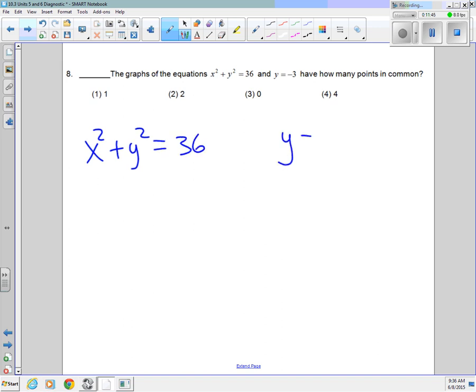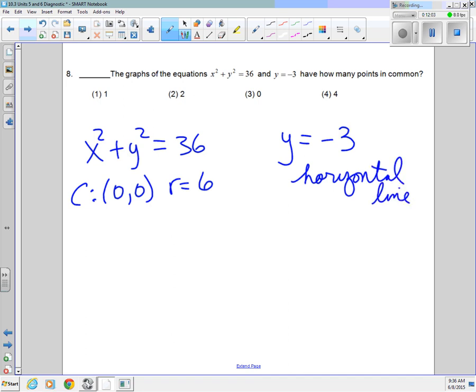Number 8. The graphs of the equations x squared plus y squared equals 36 and y equals -3 have how many points in common? Well, x squared plus y squared equals 36 is a circle. The center of that circle is (0, 0), and the radius is the square root of 36, which is 6. y equals -3 is a horizontal line, a lazy line.